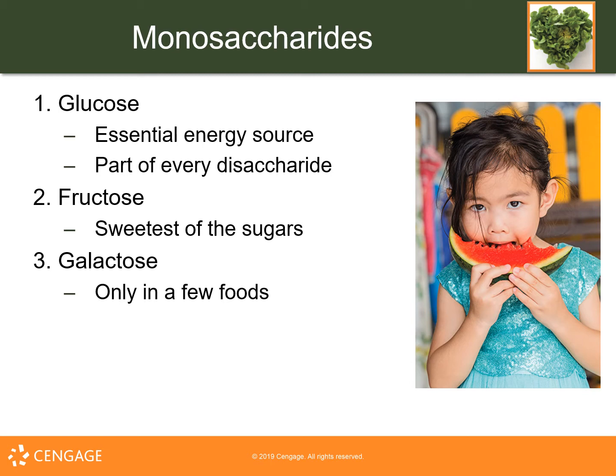Fructose is naturally found in fruits and honey, and it's added to many foods as high fructose corn syrup. Galactose rarely occurs naturally as a single sugar. It normally exists with glucose to form lactose.